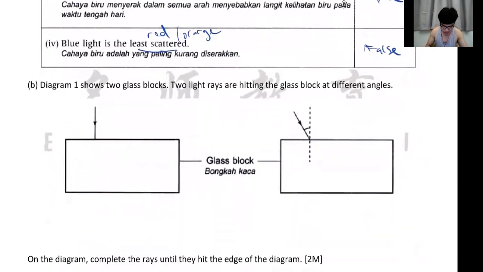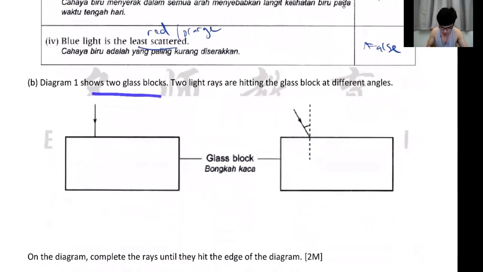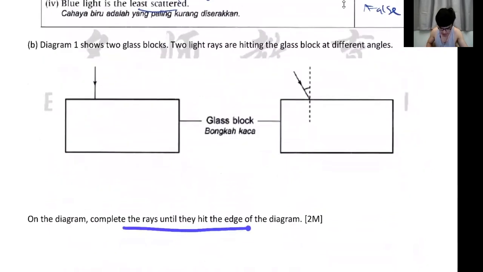Okay, next B. The diagram shows 2 glass blocks. 2 light rays are hitting a glass block at different angles. So complete the rays until they hit the edge of the diagram. So like I said, if they go straight, they will continue to go straight. There will be no bending. Okay, since this is glass, right? So this is air, glass. So from less dense to dense, they will bend in. So they will bend in like that.